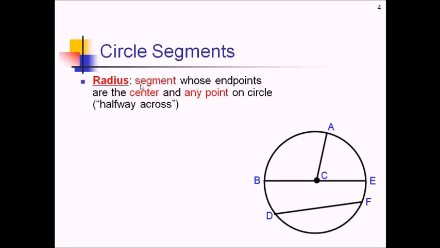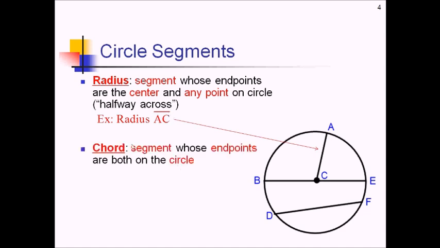Let's talk about some of these segments that we've created within the circle now. The radius of a circle is a segment whose endpoints are the center and any point on the circle. So a radius goes halfway across the circle because it's from the center to the outside. So for example, radius AC. There's also radius BC and CE, and note that I'm using the little segment symbol here to note that this is a segment. Now, another kind of segment in a circle is a chord. This is a segment whose endpoints are both on the circle. So for example, chord DF here.